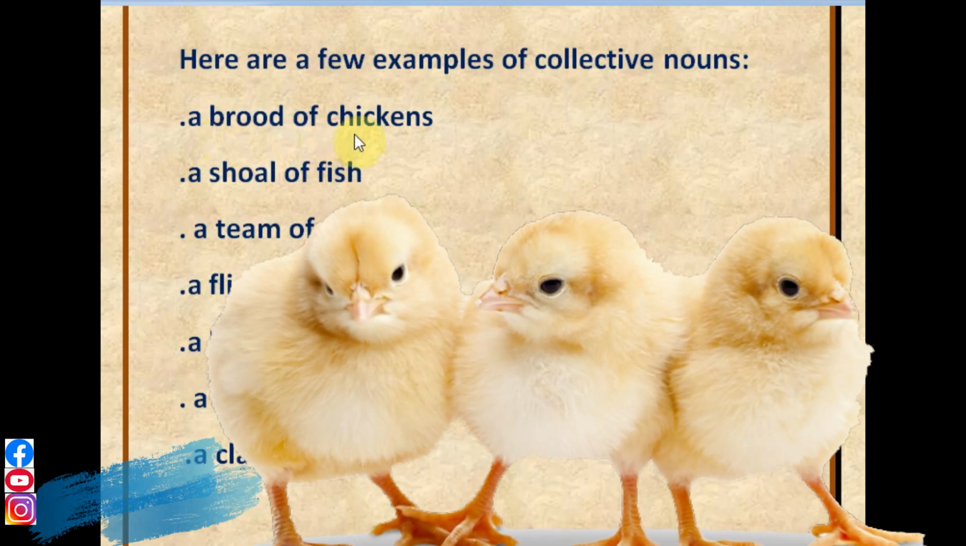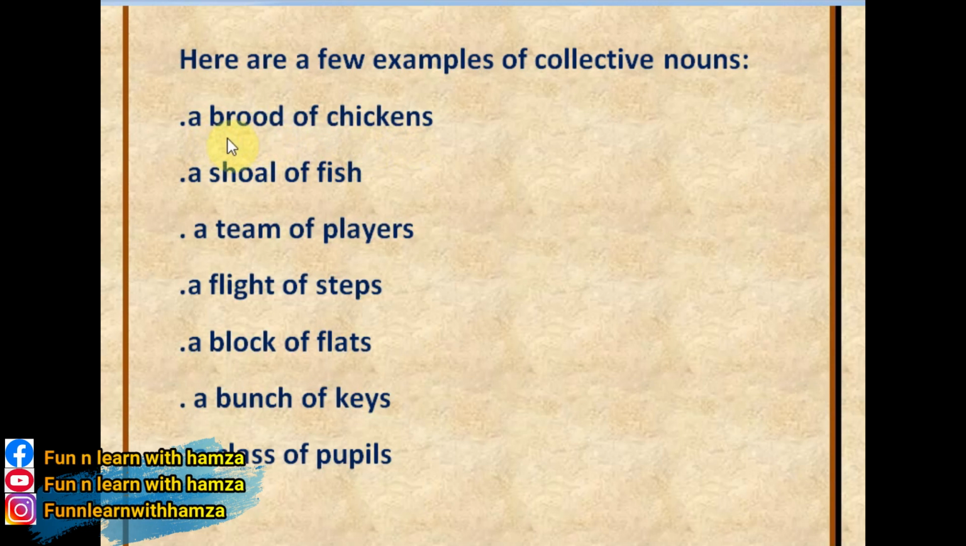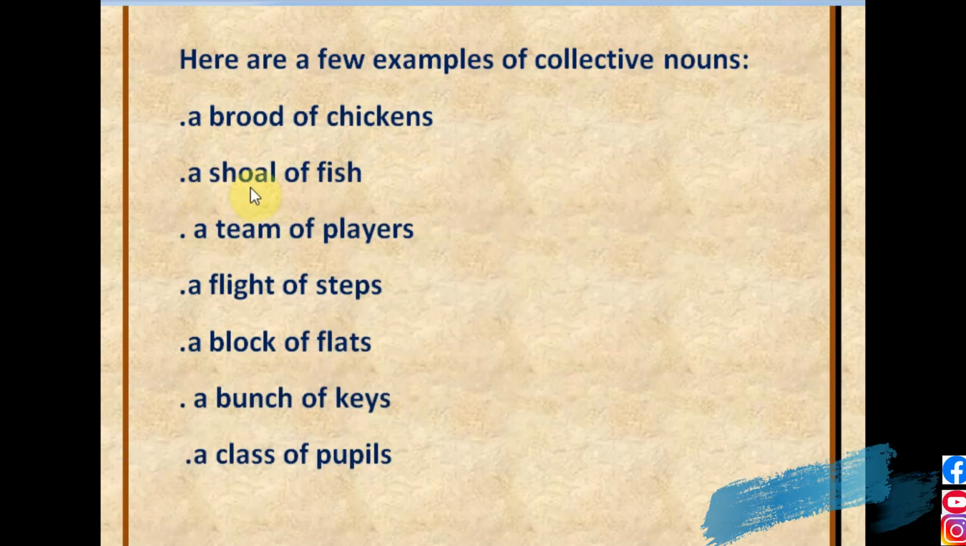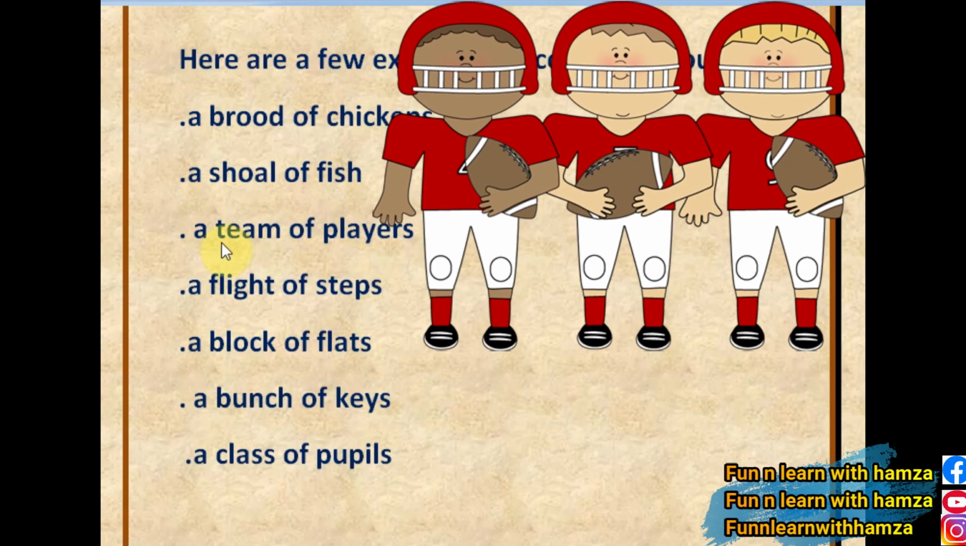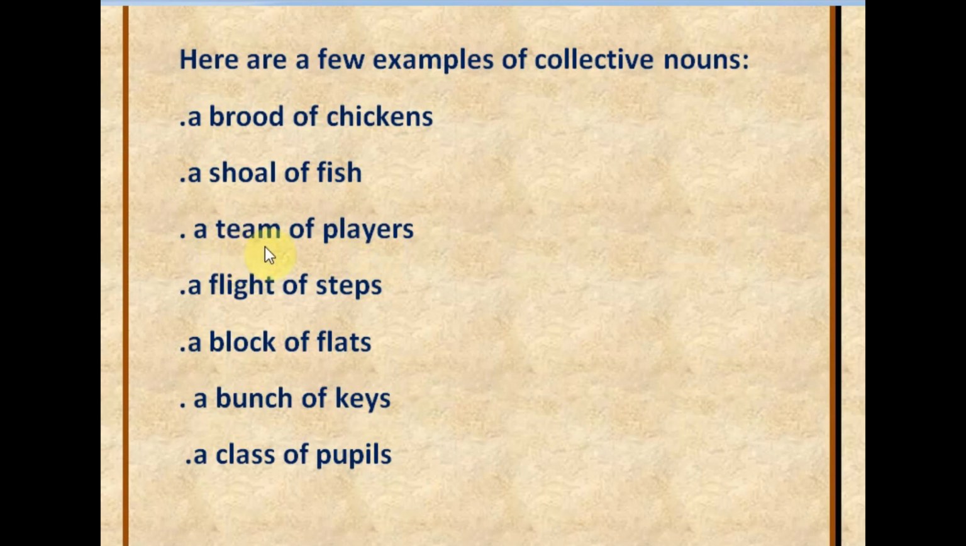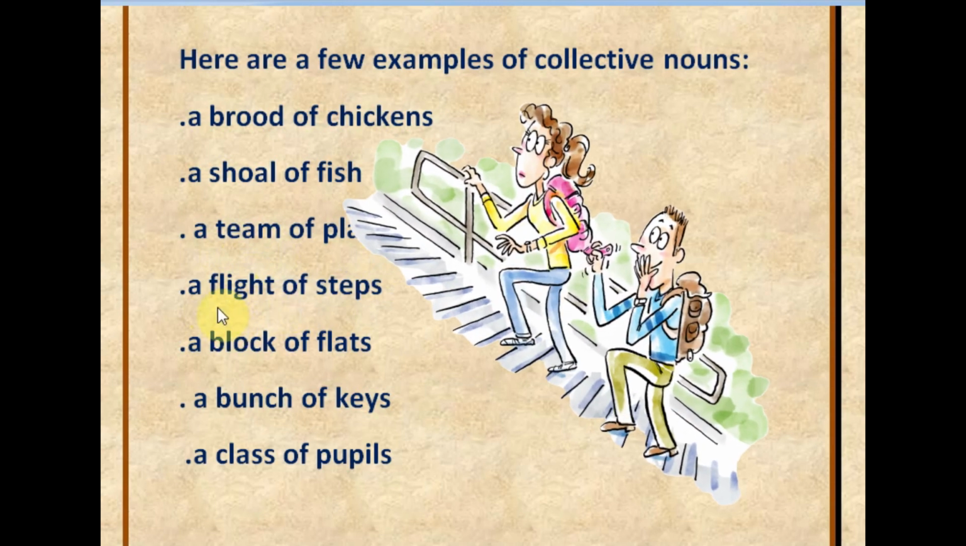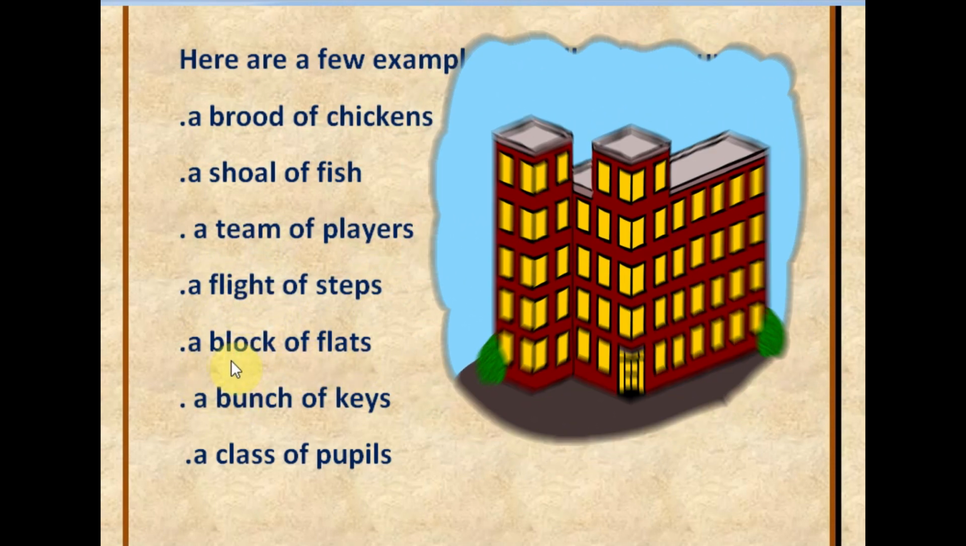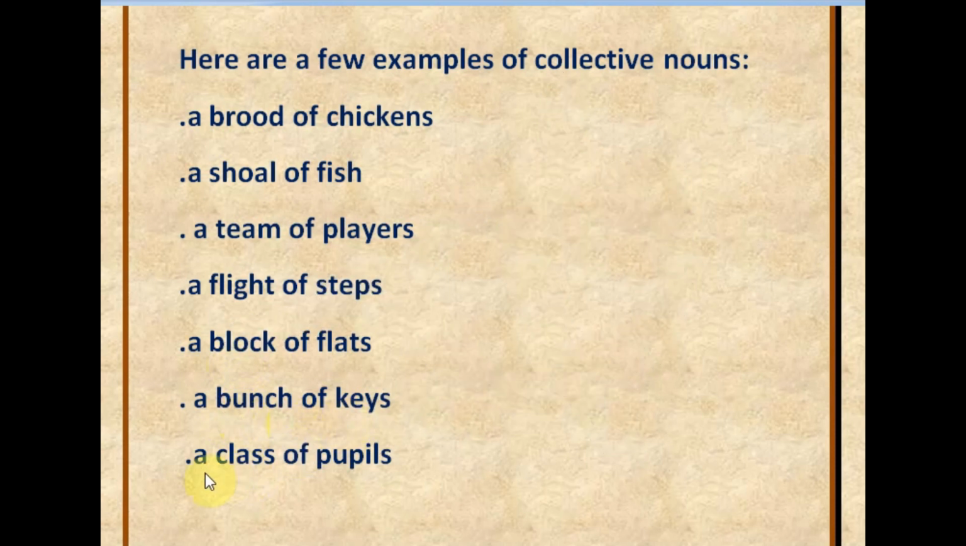A brood of chickens, that means a group. But for chickens, we say brood for a group. A shoal of fish. Again, shoal is a collective noun used for a group of fish. A team of players. Again, team, a group, so a collective noun. A flight of steps. Many steps together, group of steps called flight. A block of flats. A bunch of keys. A class of pupils.